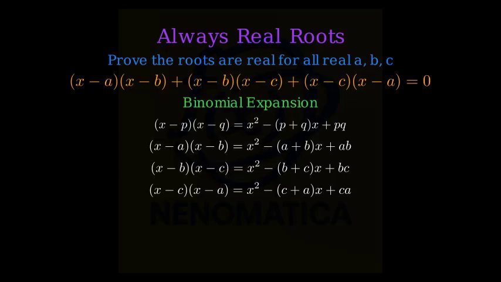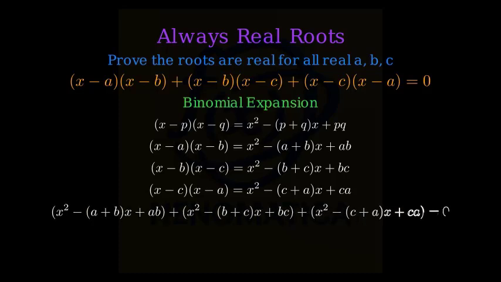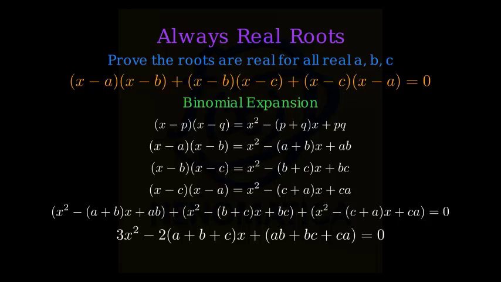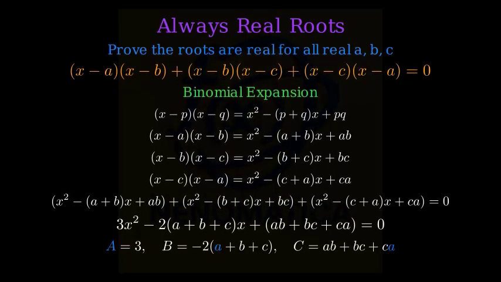Step 2. Combine like terms to get a standard quadratic in x. Adding all three expansions gives 3x squared minus the quantity 2 times a plus 2 times b plus 2 times c, all times x plus ab plus bc plus ca. That is 3x squared minus 2 times (a plus b plus c) times x plus (ab plus bc plus ca) equals 0. So we can identify a equals 3, b equals negative 2 times (a plus b plus c), and c equals ab plus bc plus ca.